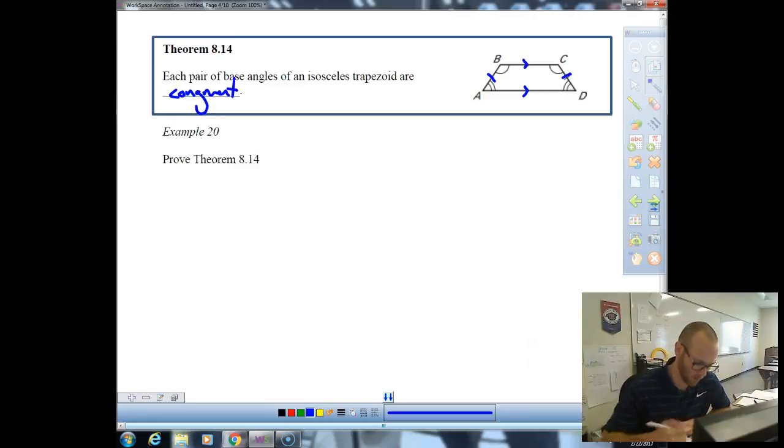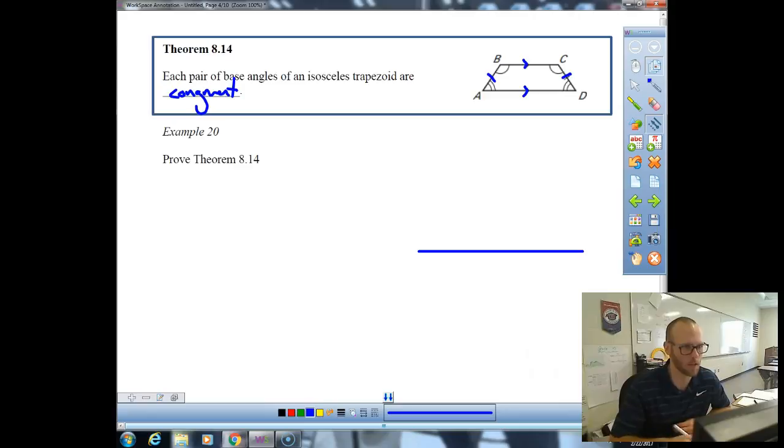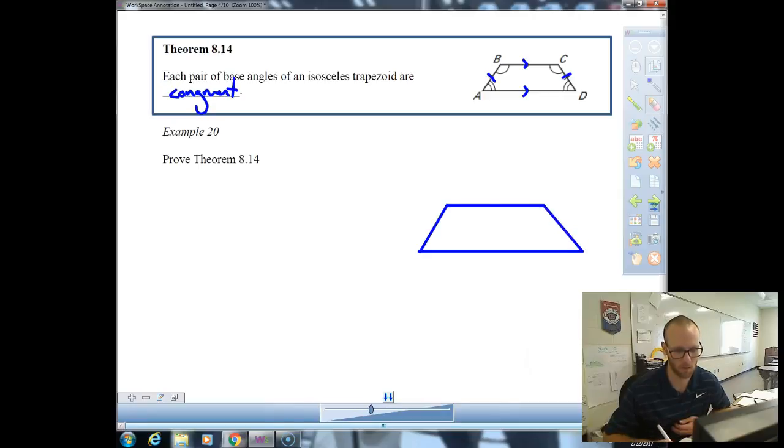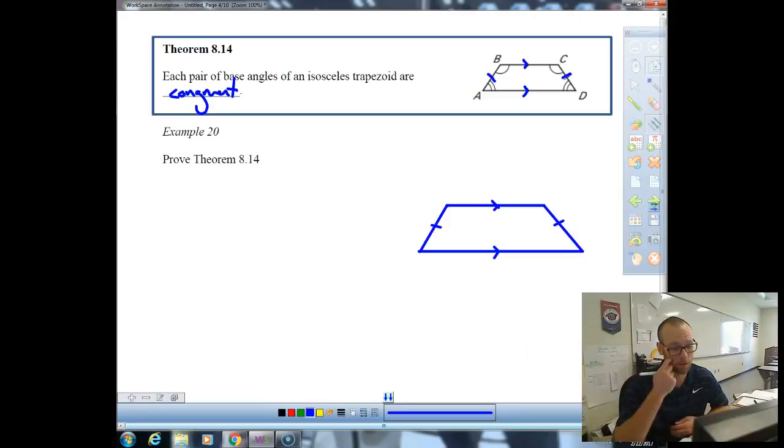So this proof is going to be a little bit different than anything we've done before. So let me start off with what the theorem says. Each pair of base angles of an isosceles trapezoid are congruent. So I'm starting with just an isosceles trapezoid. So I'm starting with my pair of parallel bases, and I'm starting with this being congruent to that. So how do I prove that these pair of angles are congruent? How would I prove that those pair of angles are congruent?